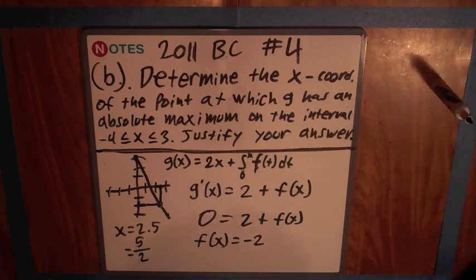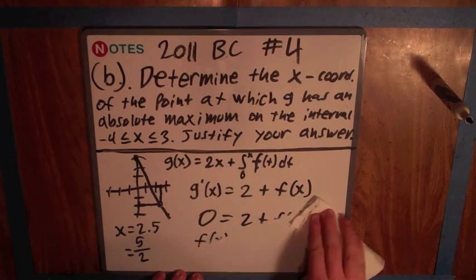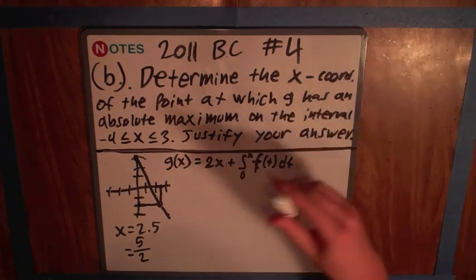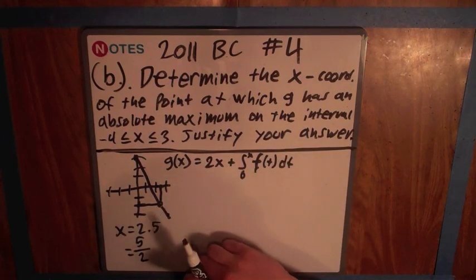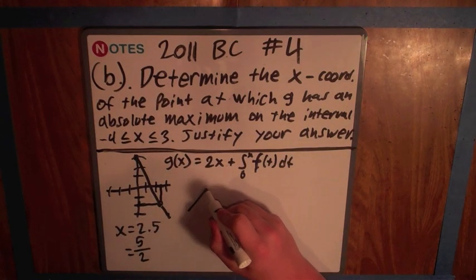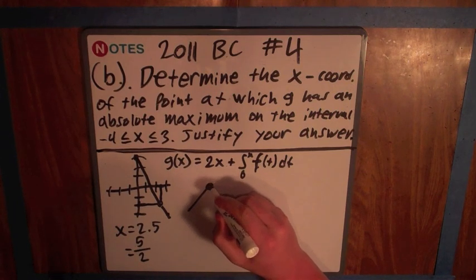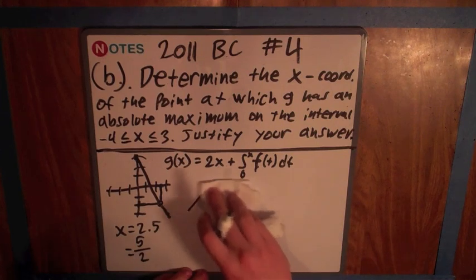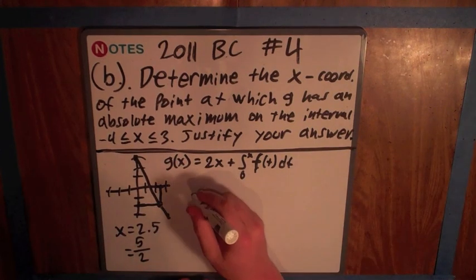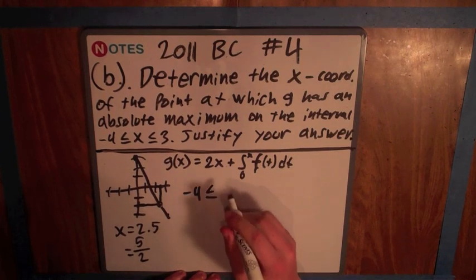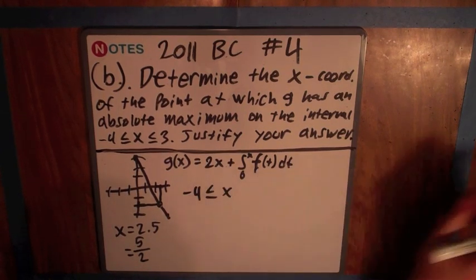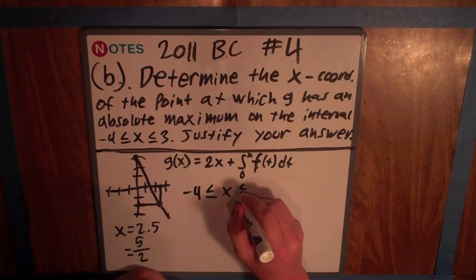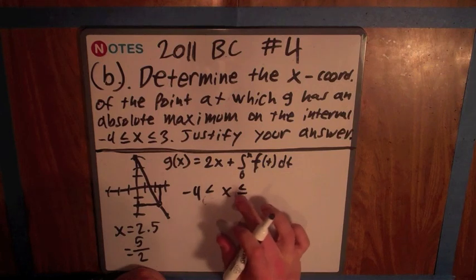So now we have to justify the answer, and what determines a maximum is when the derivative goes from increasing to decreasing, thus leaving you with a maximum point here. So we need to prove that on the interval -4 less than or equal to x, less than, not, it doesn't have to be equal to, hold on.